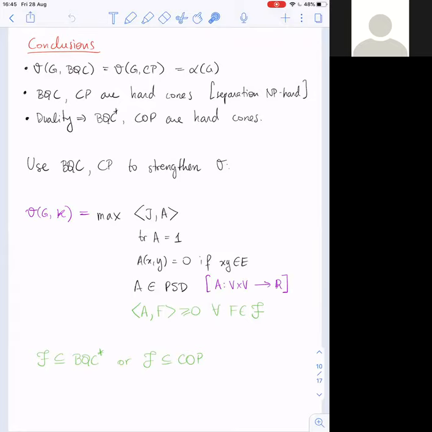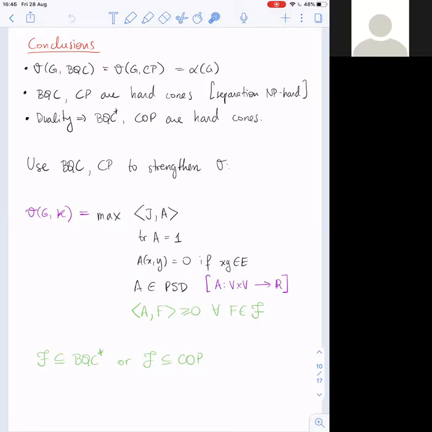So these cones are intrinsically hard cones, in contrast to the cone of positive semi-definite matrices, which is an easy cone, right? You can separate, you can optimize over this cone. So these cones are not easy to deal with. And that's of course a price to pay because they are very powerful. They allow you to model an NP hard problem, which is the independence number problem. And by duality, you get the dual of these cones. So copositive matrices or BQC star are also hard cones, okay?